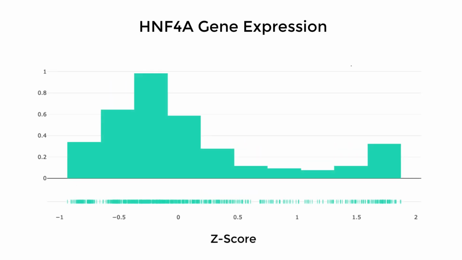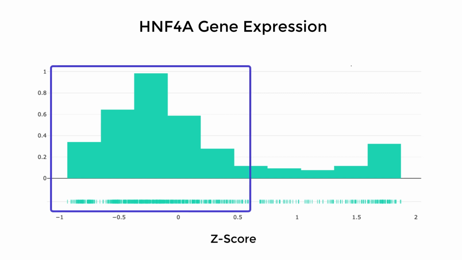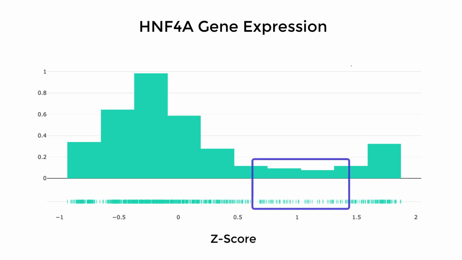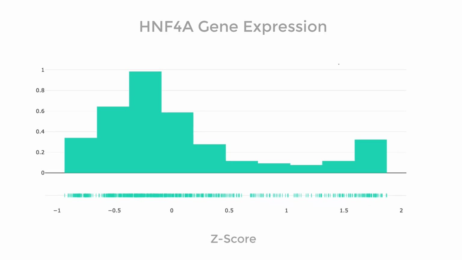This is the distribution of the NMF4A gene expression across all of our cell lines. We can see that most cell lines express NMF4A less than other genes, but there is a distinct group of cell lines that express NMF4A more than most other genes. Interestingly, there aren't many cell lines in between. So what does this mean?